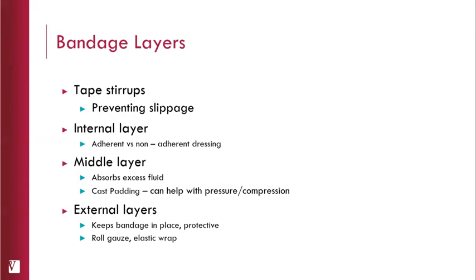And then the final external layers can be compressive as well, and they often are made up of roll gauze and elastic wraps of some sort, and they both help keep the bandage in place on the limb or other site, as well as help protect the bandage and the limb from becoming soiled or any further injury.